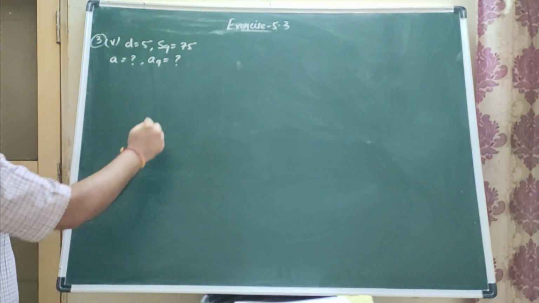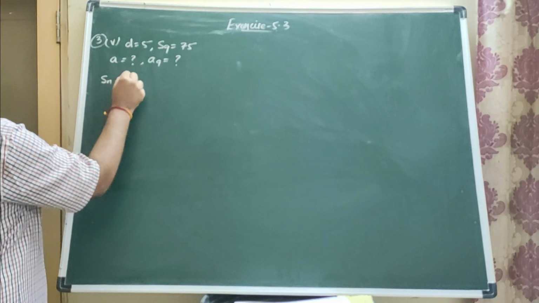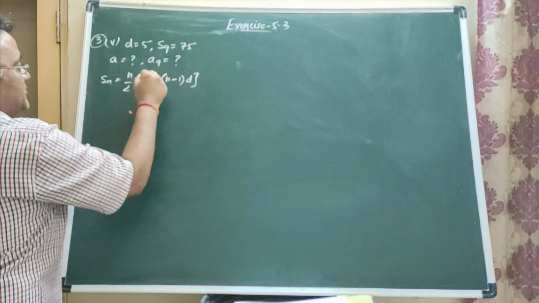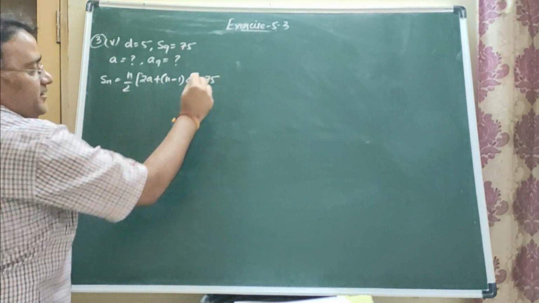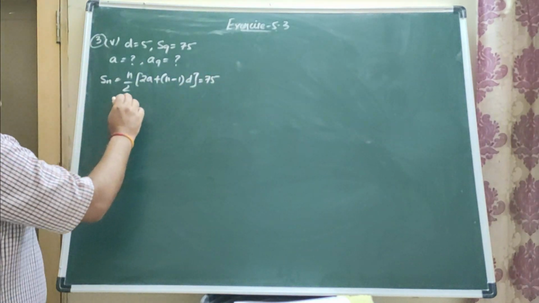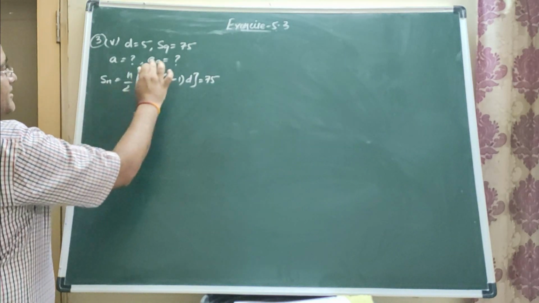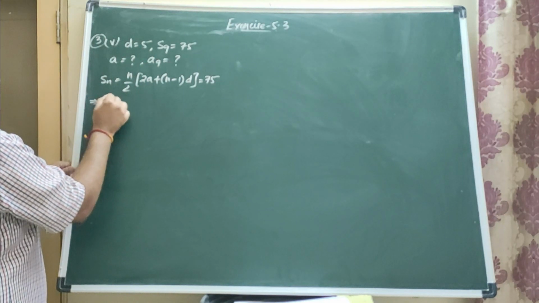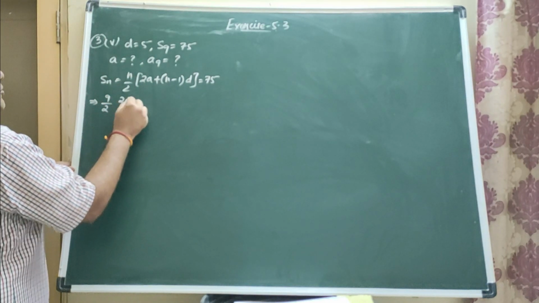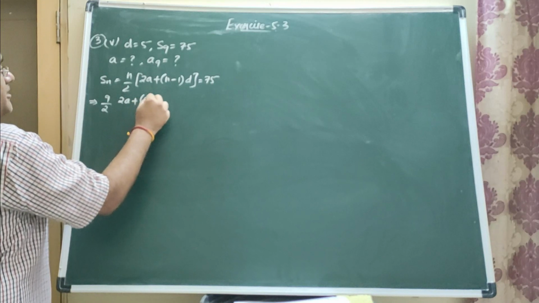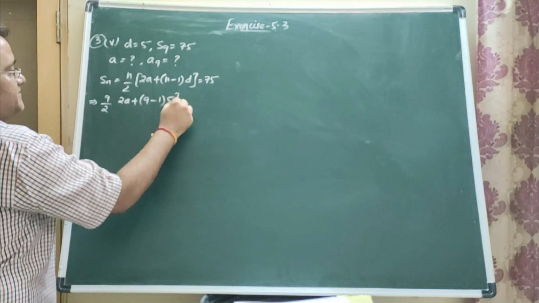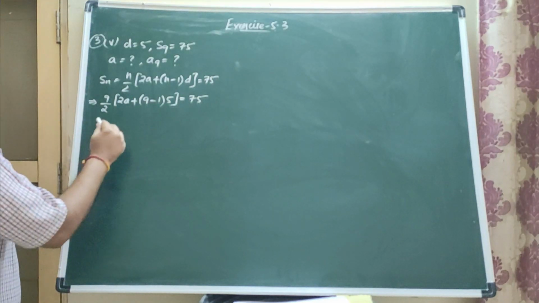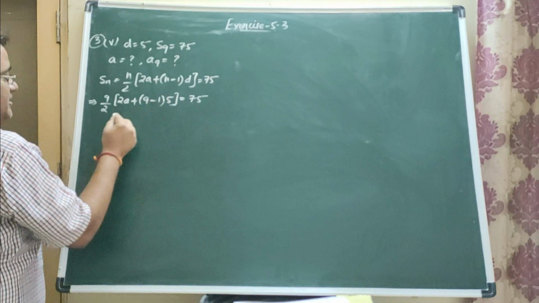So we'll use the first formula, Sn formula. First formula: n upon 2, 2a plus n minus 1 into d, right? And this is equals to 75. Now substitute the value of n, that is 9, and d, that is 5. So we'll get 9 by 2, 2a plus 9 minus 1 into 5 is equals to 75. Now we will shift this 2 to this side.